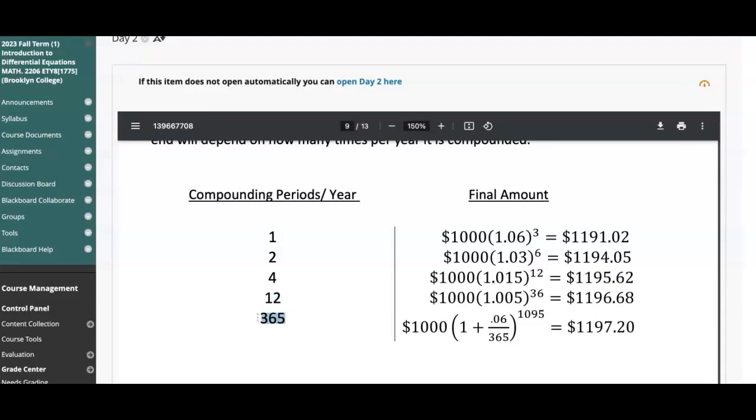So on and so forth, compounded every day. This is compounded every day, this is compounded each month, this is compounded each quarter. Compounded every day, we get this, 0.06 divided by 365, then raised to 3 times 365, which is 1,095. And we get this. So when the number of times of compounding increases, we get more money, right?